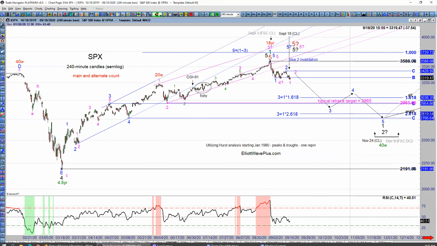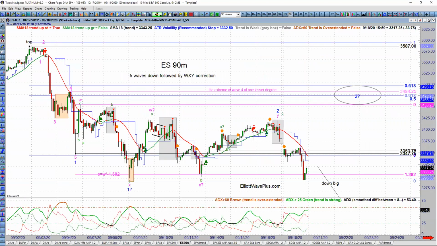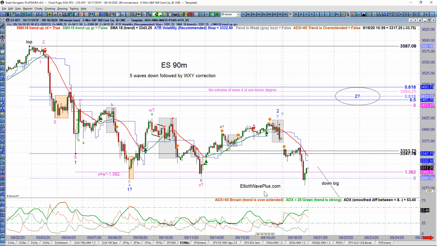So there's the targets, and then moving into the 90-minute chart. You'll notice that so far, on the ES contract, I'm counting 1, 2, 3, 4, 5 waves. There's 5s down through here, and then a W, X, and then an A, B, C for wave 2 here. So it was actually a relatively shallow wave 2. There is the potential that the wave 2 isn't over yet.